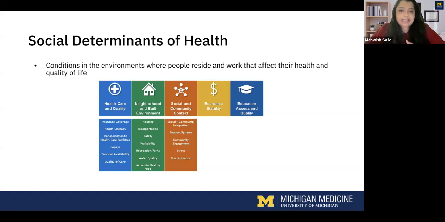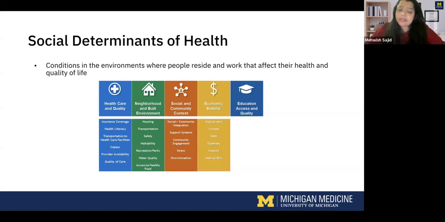Social and community context, kind of like it sounds, it's all about the patient's social supports and their community level of integration and engagement. Do they have support systems in place that can help them navigate health issues? Do they have increased stress, whether that be because they're not part of a community or as a result of their community? Or do they face discrimination in some way in the community that they identify with, and that can significantly impact their overall health as well.